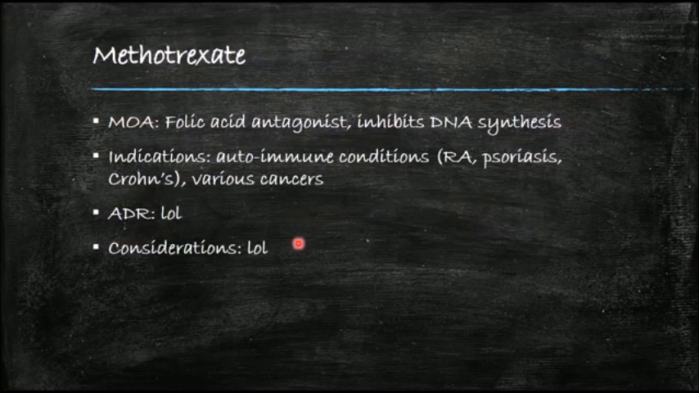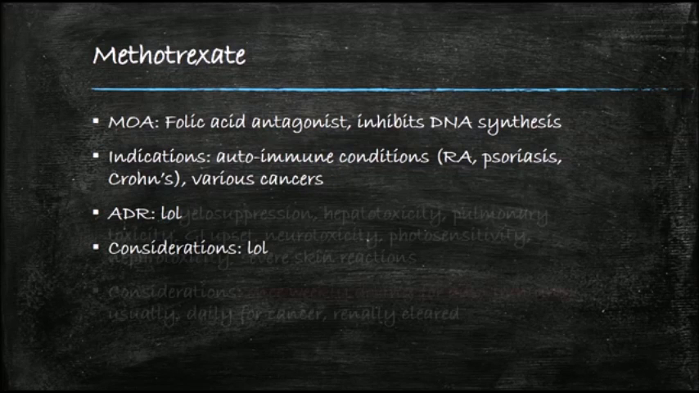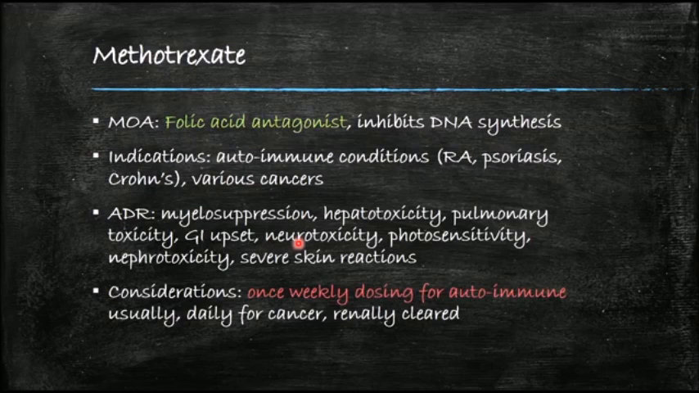So methotrexate is a folic acid antagonist, and it's inhibiting DNA synthesis, and it's used for a variety of different conditions. The two biggest ones are either autoimmune disease like RA or various cancers. Its ADRs and its considerations are quite long. So methotrexate can affect the whole body. Obviously, if it's used for cancers and autoimmune conditions, it can reduce your immune system, so you're going to get myelosuppression and immunosuppression, so you're going to be at increased risk of infections again.